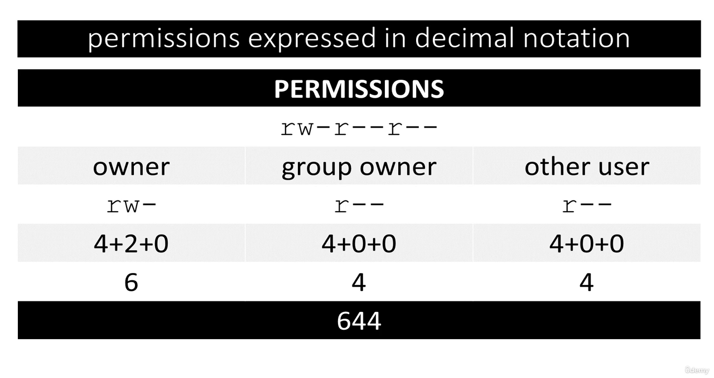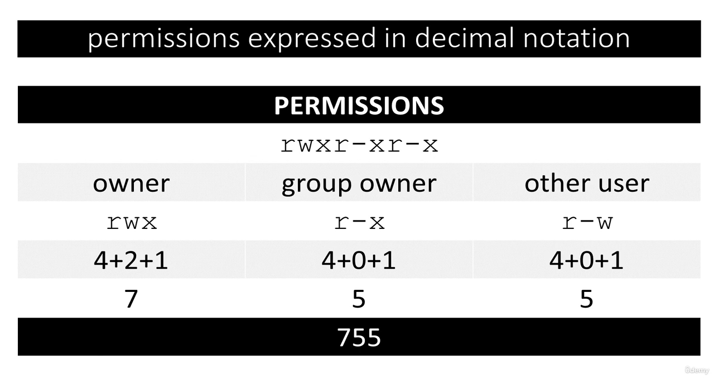What does a permissions value of 644 mean? Well, 6 is 4 plus 2, read plus write. That refers to the owner, so the owner can read and write. The 4 for the group means read. 4 for the other user means read. So 644 means the owner can read and write, the group can read, and the other user can read.